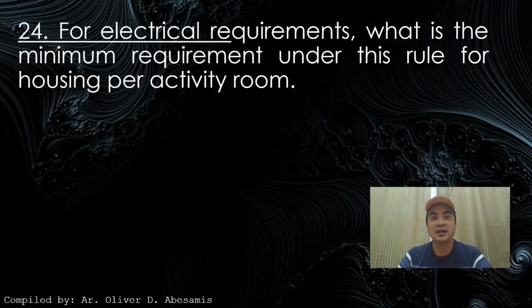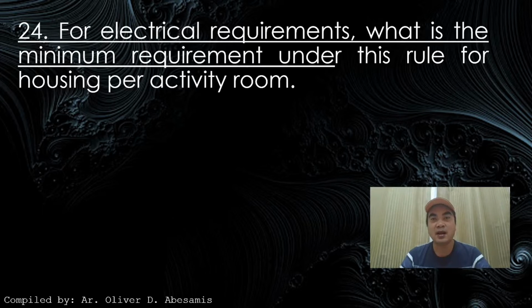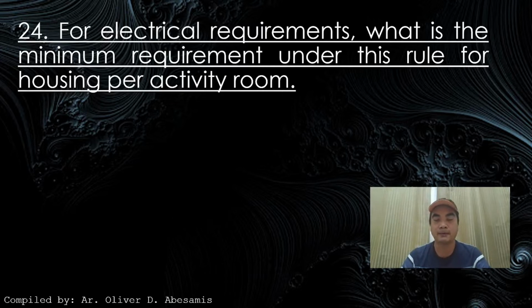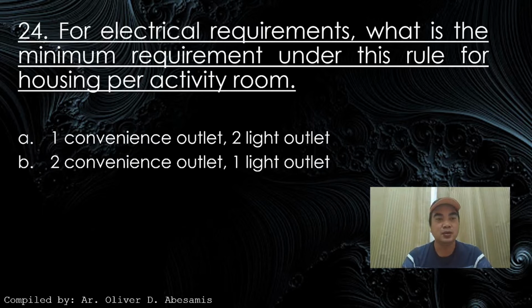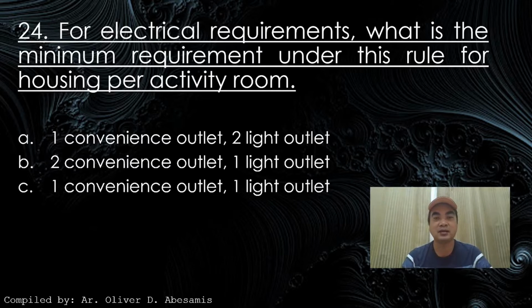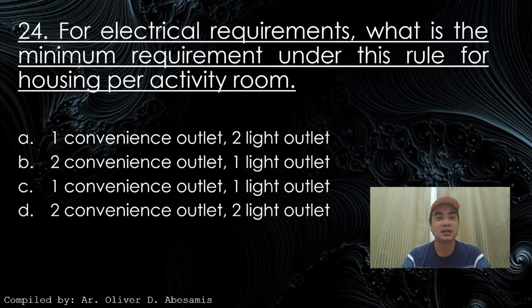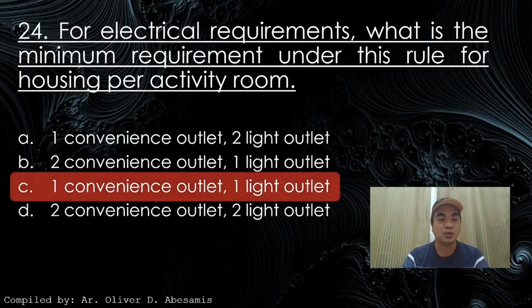24. For electrical requirements, what is the minimum requirement under this rule for housing per activity room? A. 1 convenience outlet, 2 light outlet. B. 2 convenience outlet, 1 light outlet. C. 1 convenience outlet and 1 light outlet. D. 2 convenience outlet and 2 light outlet. Answer: C. 1 convenience outlet, 1 light outlet.